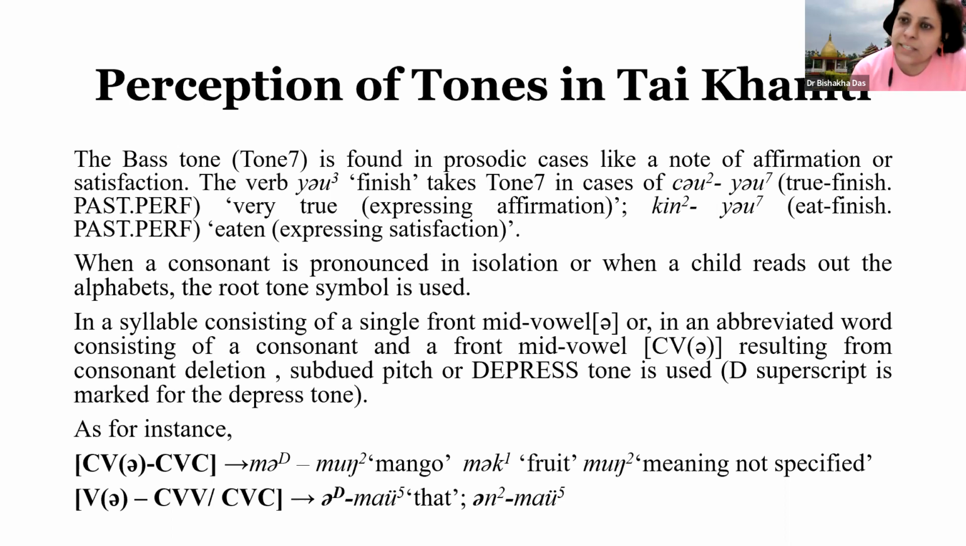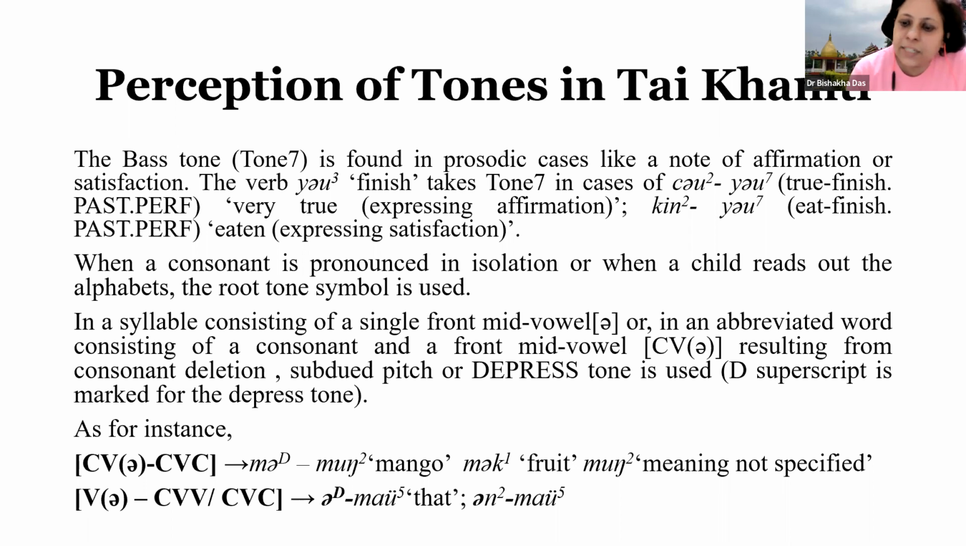Manpung also said that when we say kin yao, yao is also used for perfective. So kin is eat and yao is finish. So it's a perfective aspect, which is eaten. Now, this kin yao is sometimes used with yao marked with the bass tone, tone 7, instead of the grave tone, tone 3. So that's what he said.